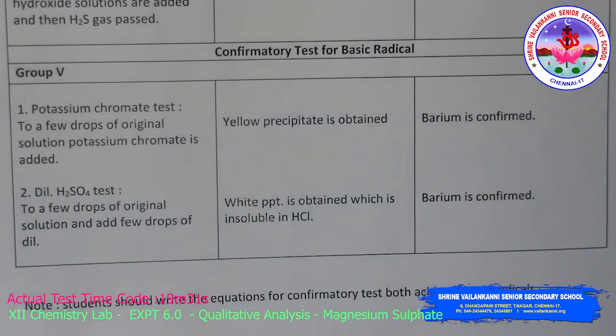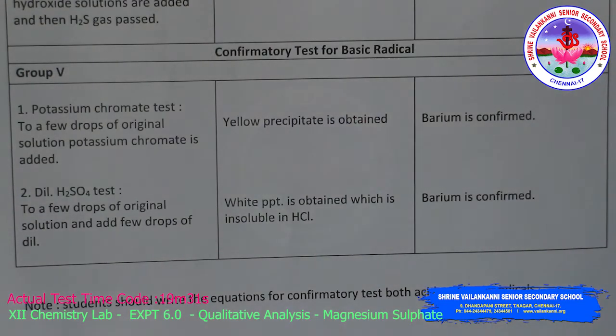Then the confirmation test for the basic radical. Because I gave barium chloride, group 5, barium, is present. Potassium chromate test: a few drops of original solution with potassium chromate, a yellow precipitate indicates barium is confirmed. Dilute sulfuric acid test: original solution with dilute sulfuric acid, a white precipitate is obtained which is insoluble in HCl, meaning barium is confirmed.